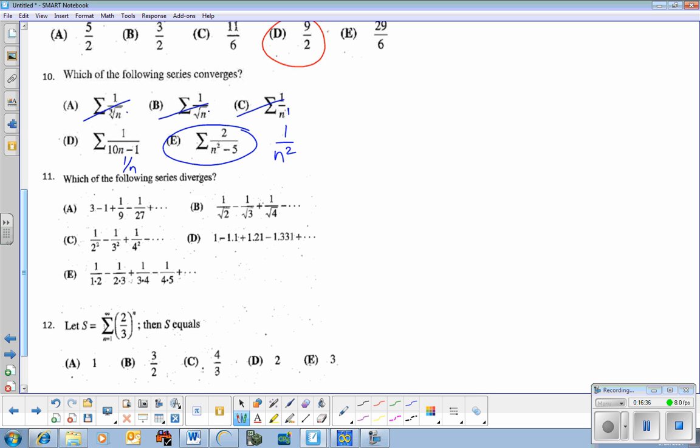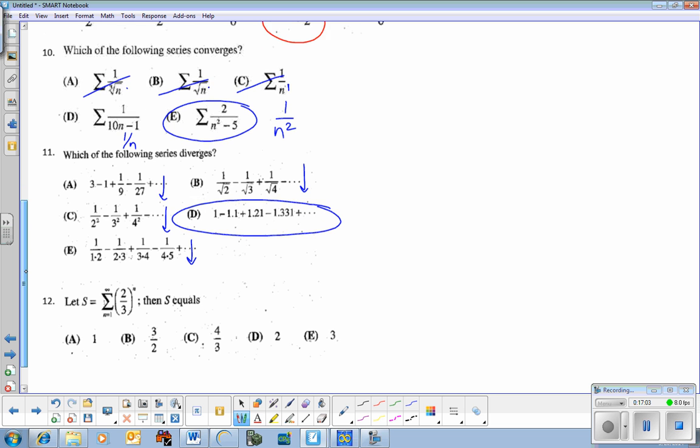11 is a bunch of series. They're all alternating. Remember, in alternating series, the only thing that has to be true is the terms have to be getting smaller for it to converge. That means A, C, E, and B, these are all getting smaller because the denominators are all getting bigger. D is the only one where the terms are getting bigger. That's not even allowed into our bubble of possible convergence. That's a nth term test done, diverges.